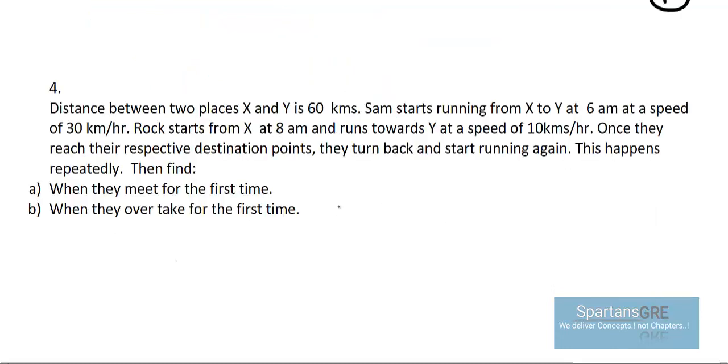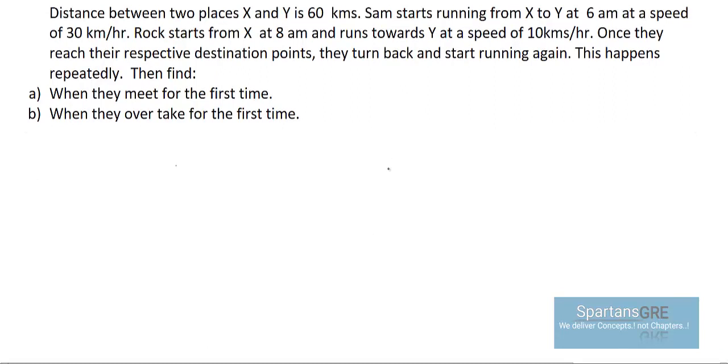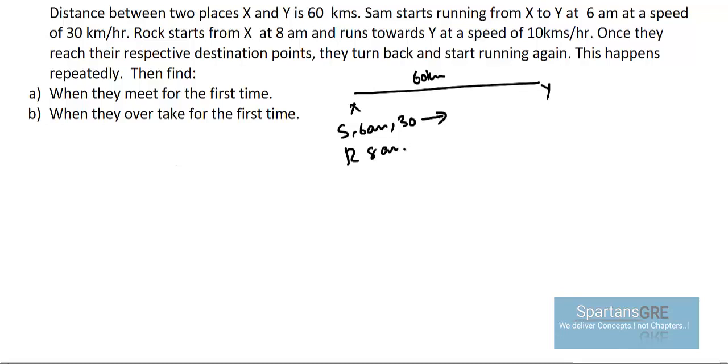Our fourth question says the distance between 2 points X and Y is 60 kilometers, right? Let's see this. Yeah, it's 60 kilometers between X and Y. And Sam starts at 6 a.m. at a speed of 30 kilometers per hour towards Y. And Rock starts at 8 a.m. at a speed of 10 kilometers per hour towards Y.